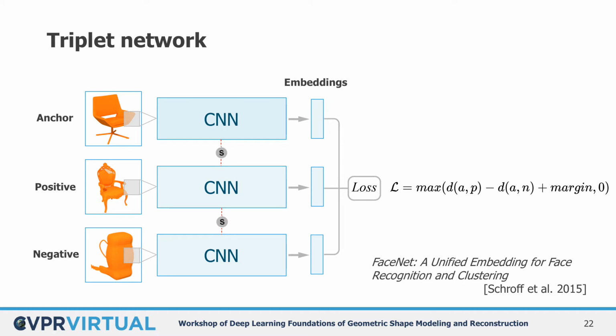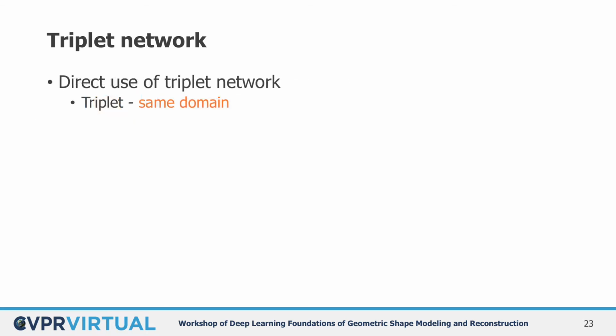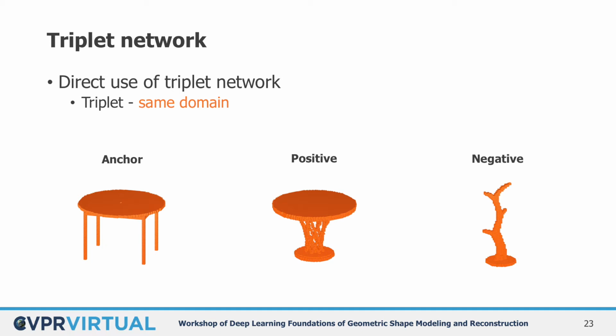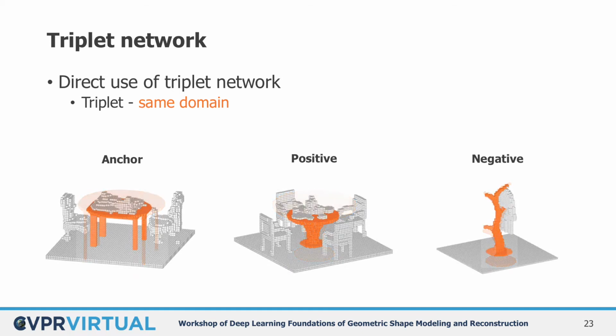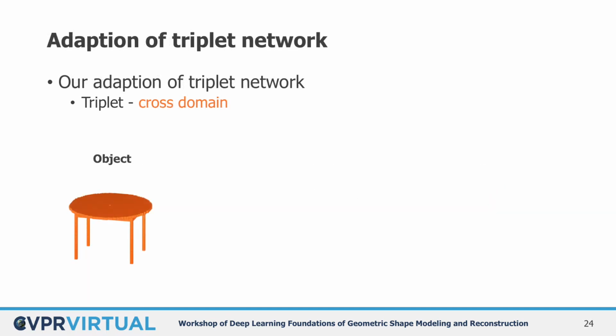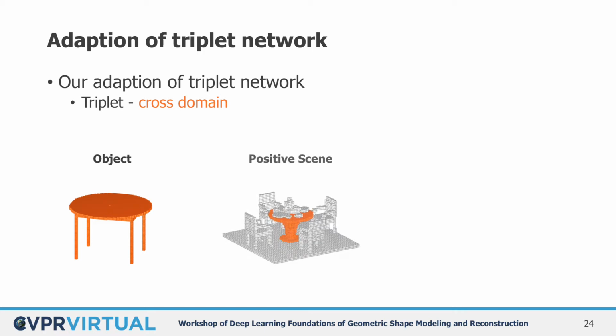Note that the elements in a triplet are from the same domain. So, if we directly apply the triplet network to our problem, the input triplet should be either all objects or all things, which belong to the same domain. While, as mentioned before, we need to learn a functional similarity measure between objects and things. So for each object, we collect a positive thing, that is, a thing displaying the same functionality as the given object, and a negative thing, which is not. For example, the given object here can be used as a table, but not as a stand.